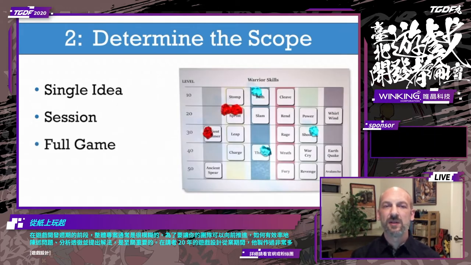As I already mentioned, I don't recommend trying to paper prototype an entire game experience from beginning to end, but it can be done as long as you concentrate on a single feature or system. For instance, maybe you want to explore how a player might choose skills for a warrior as it levels up from level 1 to level 50.